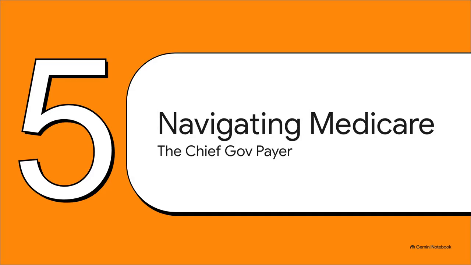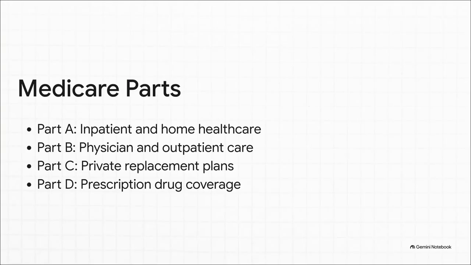And finally, Section 5, Navigating the Medicare Maze. Medicare is the 800-pound gorilla of healthcare payers. It sets the benchmark that all the commercial payers end up following. But to bill it correctly, you have to memorize its 4 distinct parts. Part A is financed by our payroll taxes. That handles your inpatient hospital stays, hospice, and certain home health care.